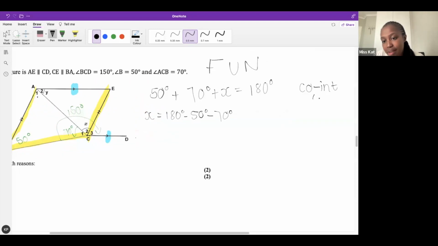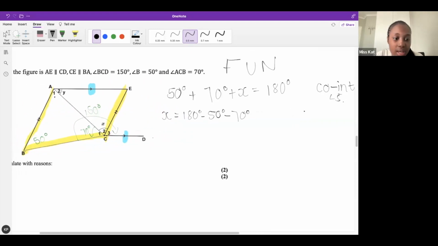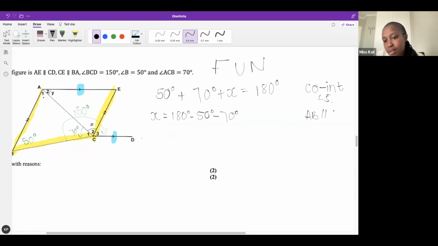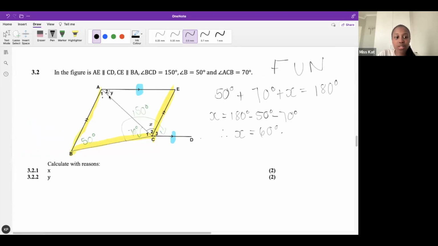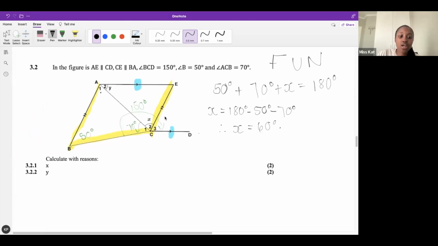Speaking of reasons, I forgot my reasons. Co-interior angles, AB parallel to CE. Therefore, X is 60 degrees. Okay, so there are two ways of doing this. As Ndalo has pointed out, you could have said in triangle ABC, 50 degrees plus 70 degrees plus A1 equals 180, interior angles of a triangle. And then you have a Z, look here, go up that way. So A1, which will be 60, would be equal to X.